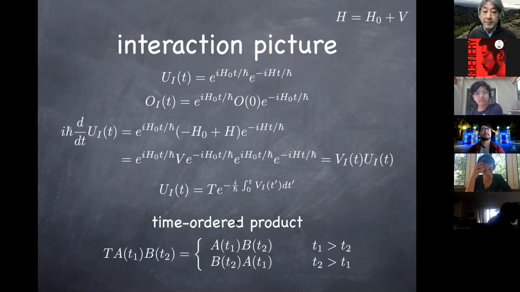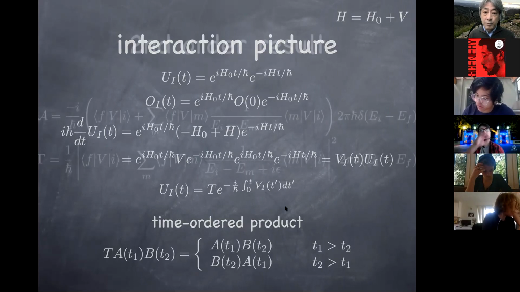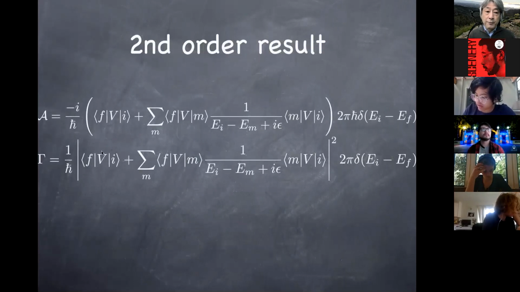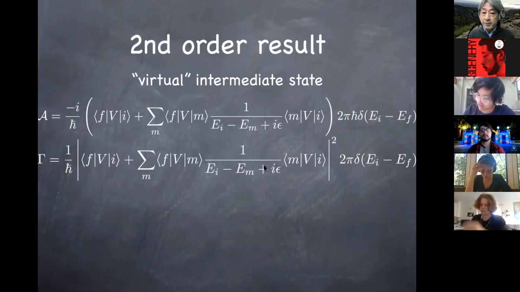And by using this time evolution operator, we can work out various transition probabilities in quantum systems. And we came up with, for example, a second order result using this perturbation theory. So the first piece here is the first order perturbation theory, where initial state I goes to final state F directly using the perturbative Hamiltonian V. The second one goes through this virtual intermediate state, and virtual because this actually doesn't satisfy the energy conservation.